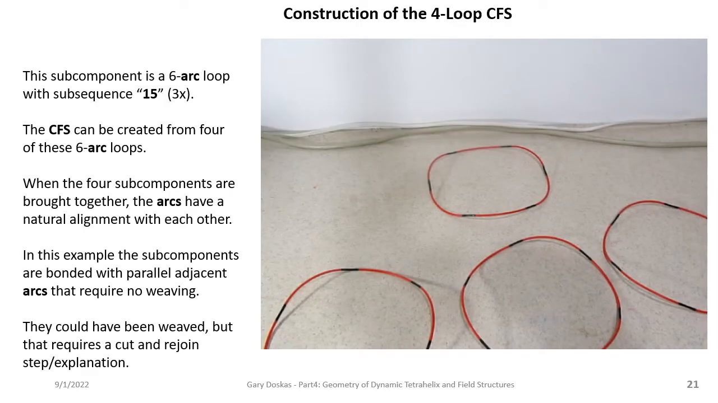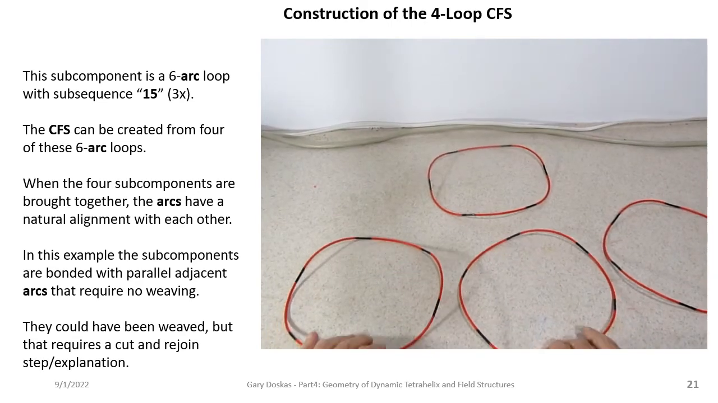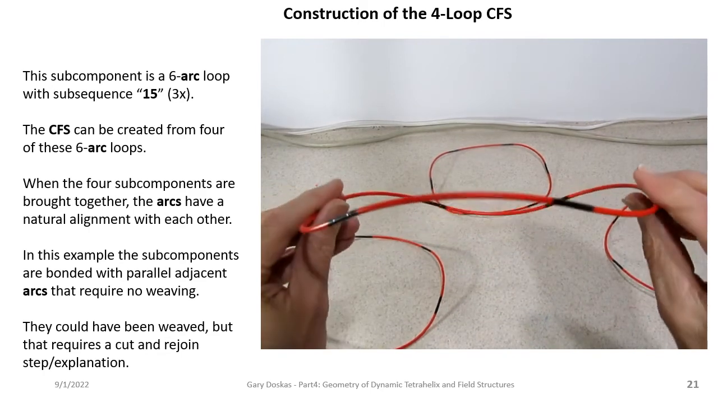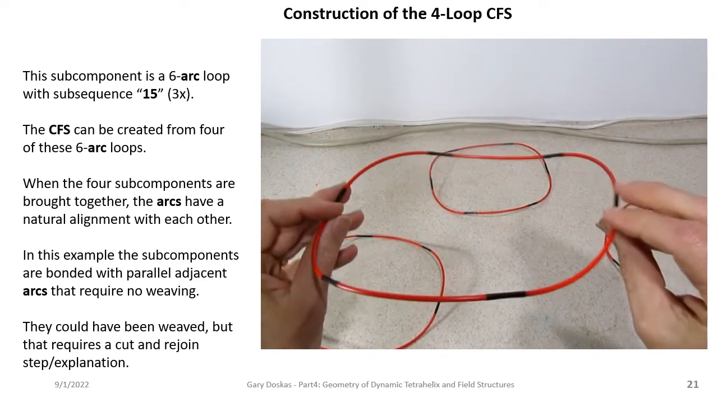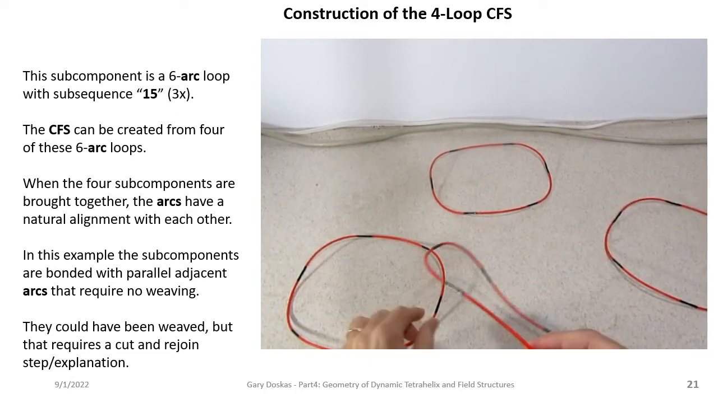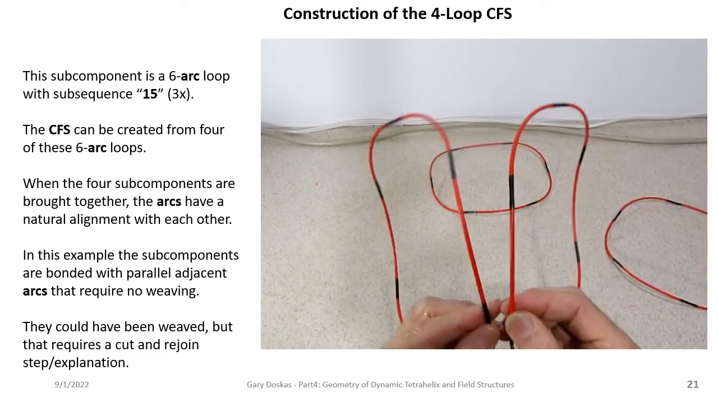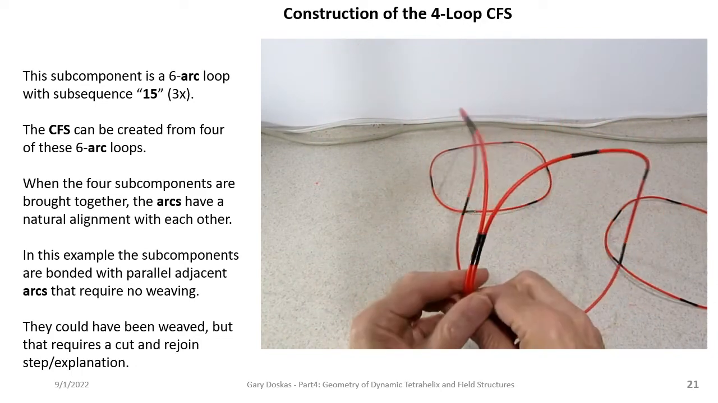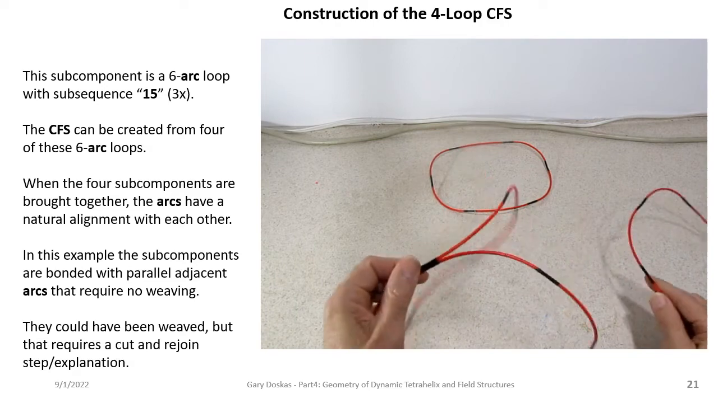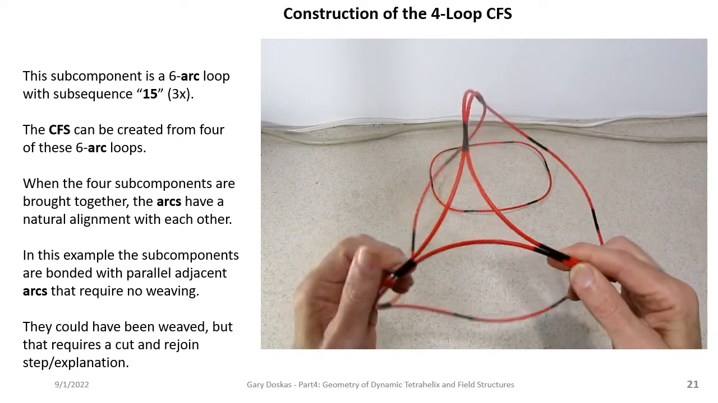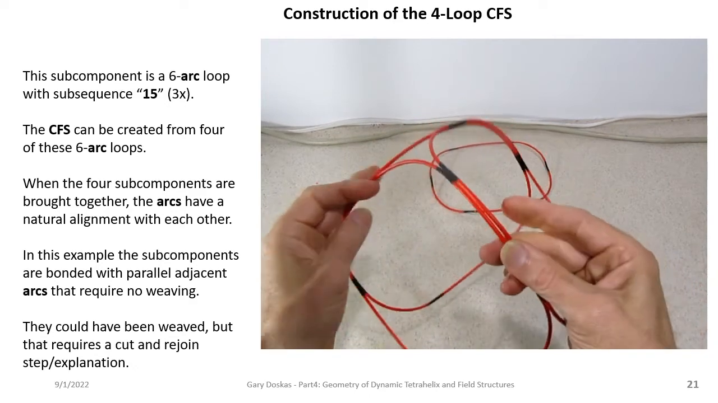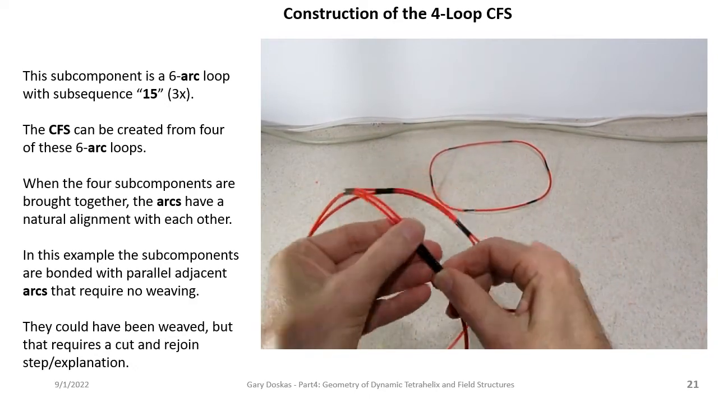Construction of the 4-loop CFS. The subcomponent is a 6-arc loop, with the subsequence 1, 5, repeated 3 times. The CFS can be created from 4 of these subcomponents. When the 4 subcomponents are brought together, the arcs have a natural alignment with each other. In this example, the subcomponents are bonded with parallel adjacent arcs that require no weaving. They could have been weaved, but that requires a cut and rejoin step and explanation.